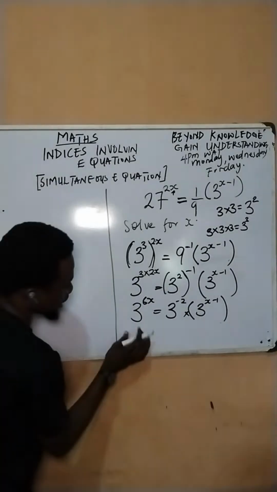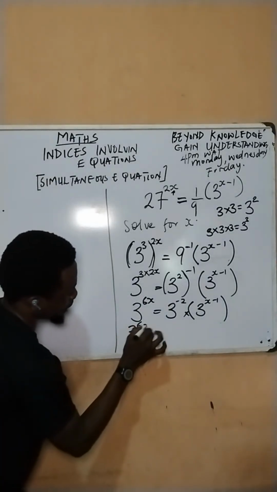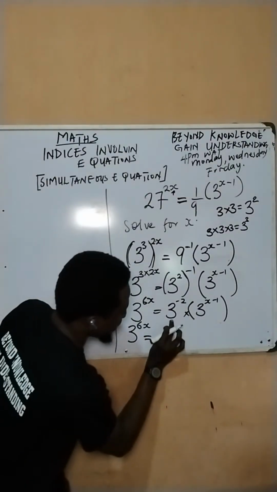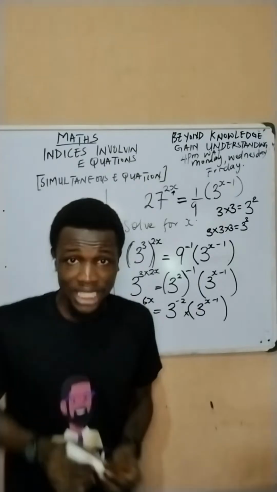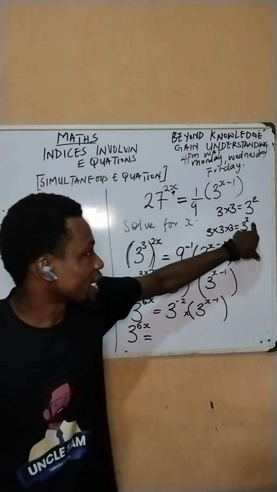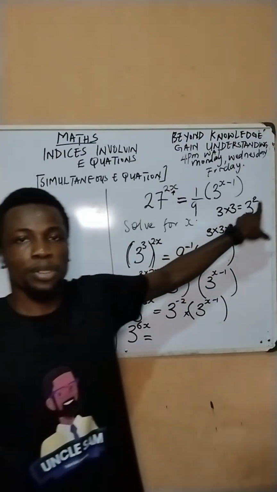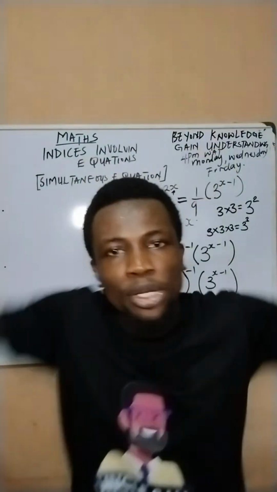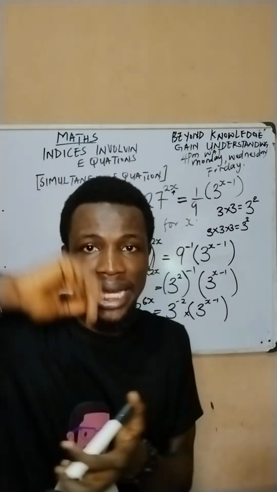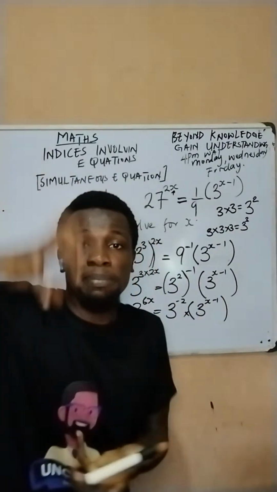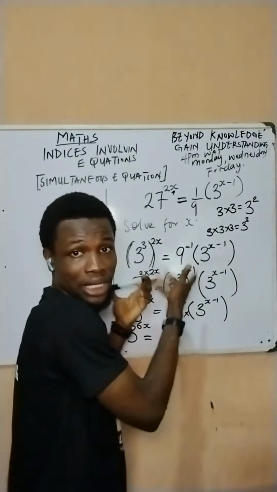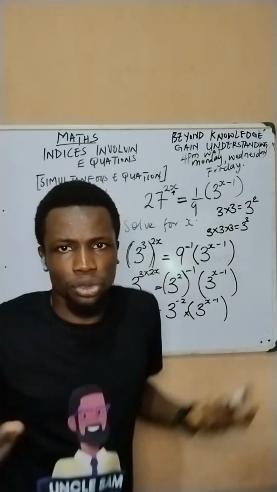So what I'm going to do here is simply, this will stay the way it is, 3 raised to the power of 6x equals, since this base and this base are the same, the whole point of simplifying 27 first to become 3 raised to the power of 3, and also simplifying 9 to become 3 raised to the power of 2, is to bring the whole idea of indices into play here, which is having a base and a power. In this particular case, we simplify them to all have the same base, so it's very okay for us to carry on with it.